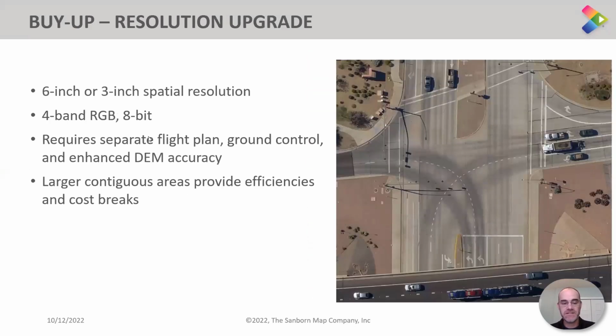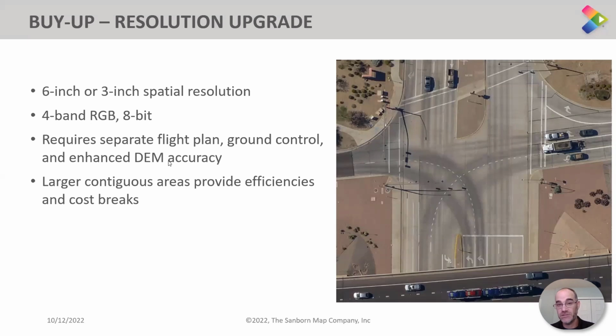So let's talk about upgrades. That's our base product, 9-inch statewide. Resolution upgrades are a very typical and common upgrade in a statewide program. This can be done at 6-inch or 3-inch resolution. Again, this would be a 4-band RGB near IR deliverable. But it is a separate flight plan and a separate control and DEM. And this is a separate set of acquisition.